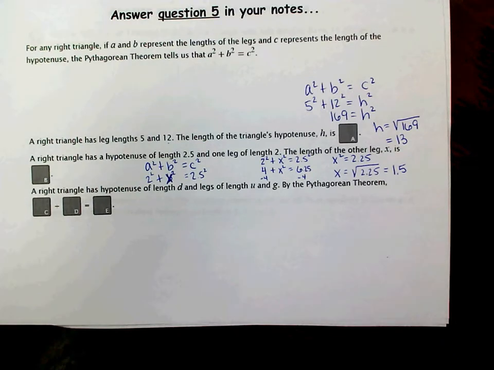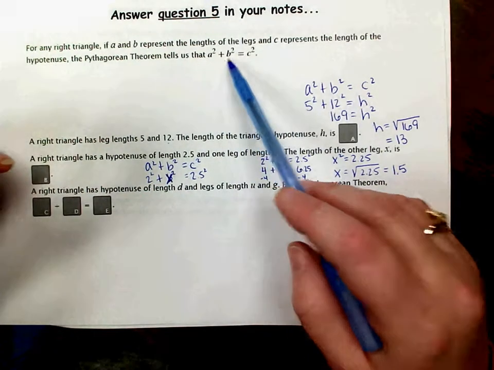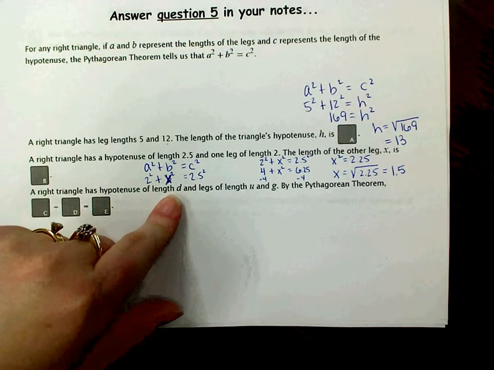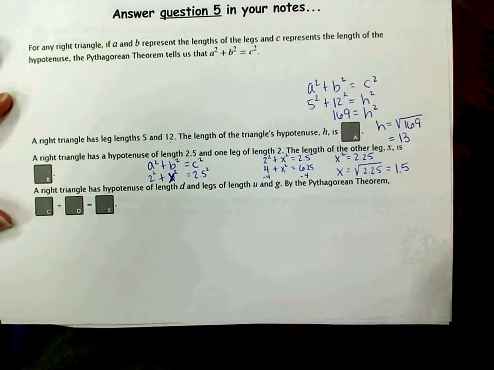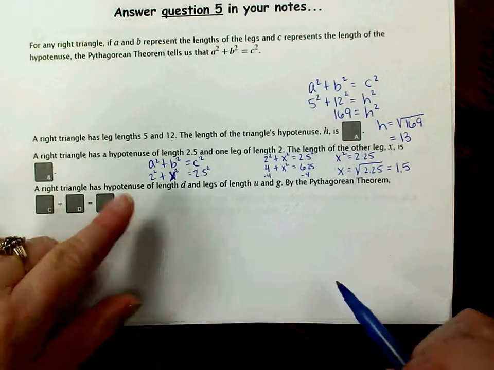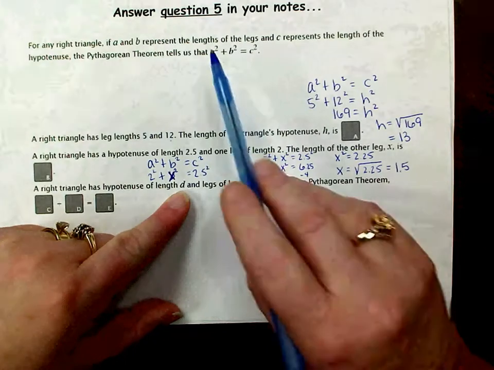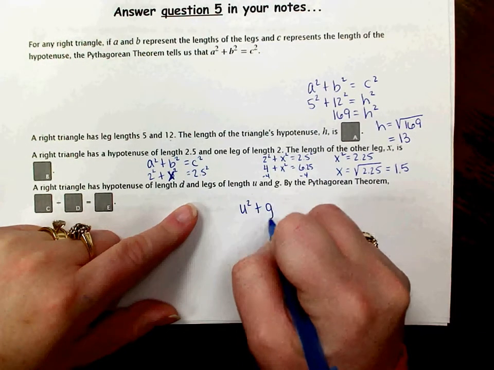Now, just to get you to know that it doesn't always have to be A, B's, and C's, it says a right triangle has hypotenuse of length D. The legs are U and G. So how would we write that using the Pythagorean theorem? Remember, the hypotenuse goes in for the C. The legs go in for the A and B. So we would write that as U squared plus G squared equals D squared.